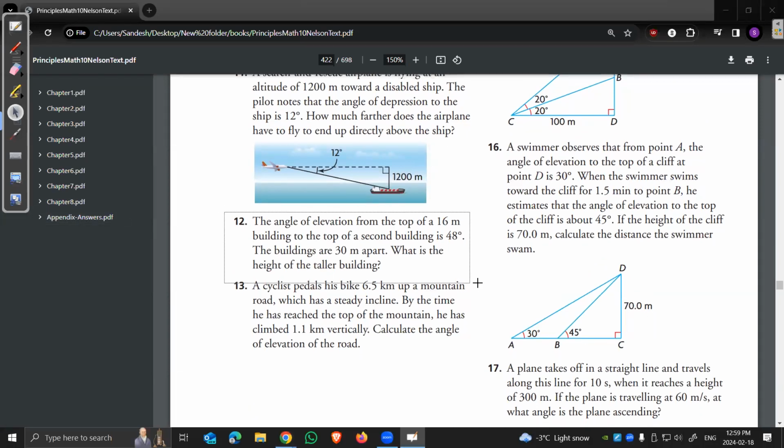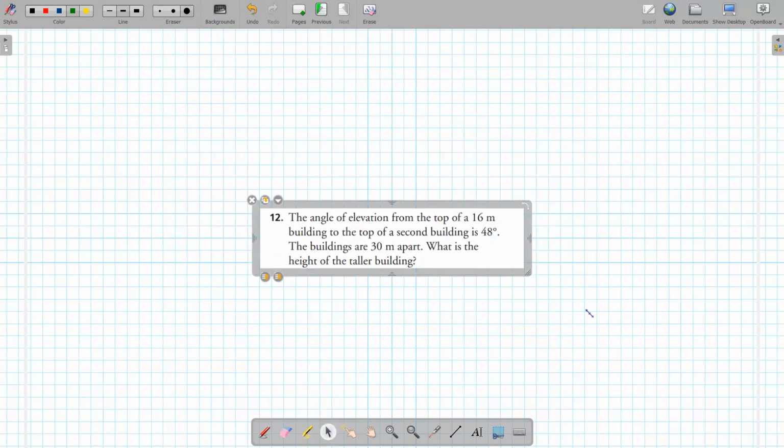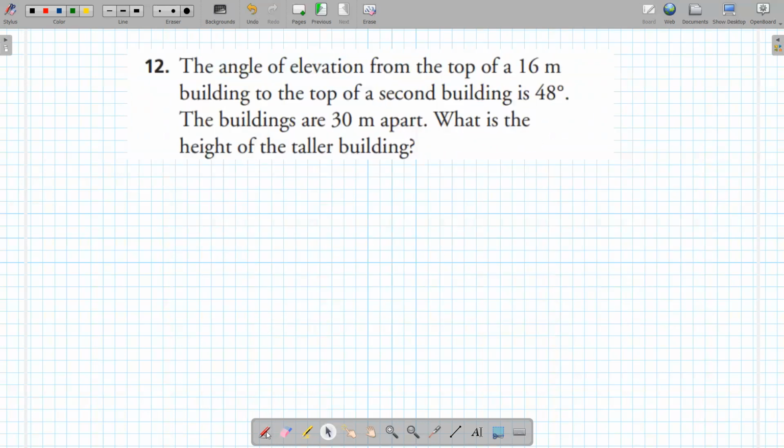Let's do one more. So there's a building that's 16 meters tall. The angle of elevation from here to a second building, I guess the second building is larger, has to be, is 48 degrees. Angle of elevation and depression is always from the horizontal. So that's our setup right now. The buildings are 30 meters apart. That means this is 30. What is the height of the taller building? So we're looking for this entire height.